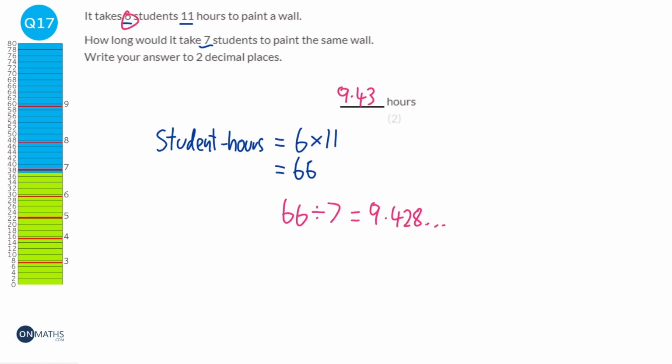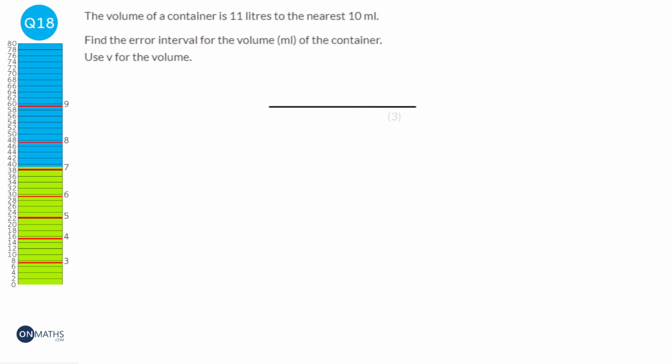Now check this makes sense. We've got 6 students and it takes them 11 hours. So we'd think if we had more students helping to paint the wall, it would take less hours. So we've gone from 11 hours to about 9.5. So that sounds right.